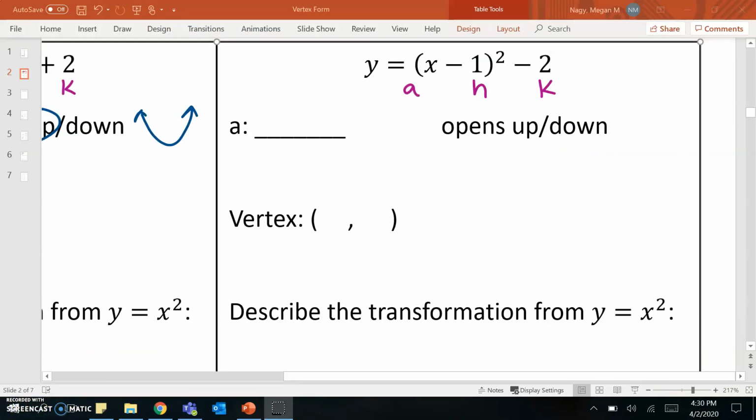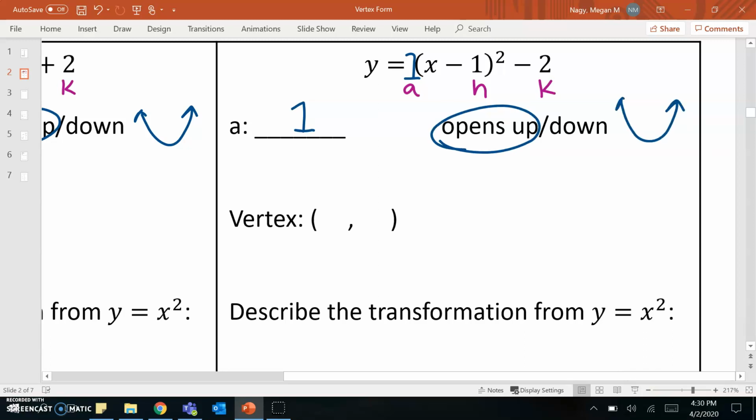So in this example, I labeled A, H, and K. A, there is no number there, so let's remember that means that there's an invisible 1 here. So A is positive 1, and if it's a positive, that means that it opens up. Graph is going to be facing up. The vertex is H, K. So H is 1, K is -2.